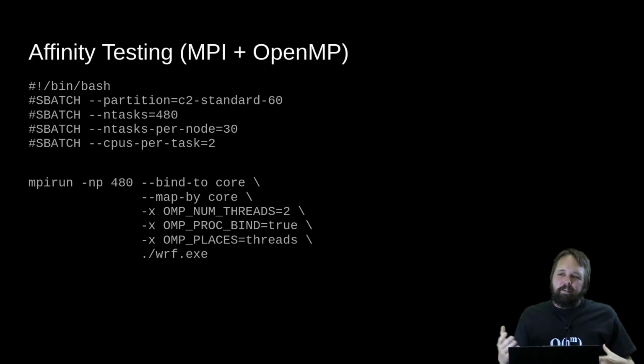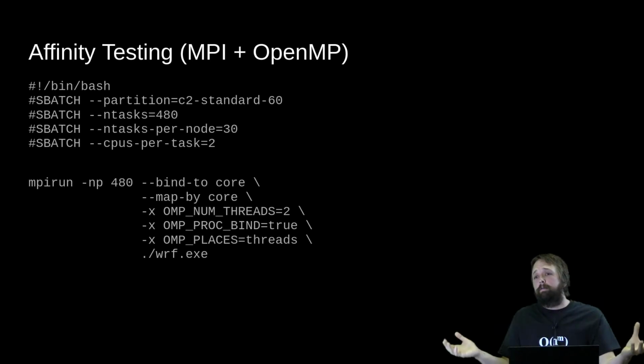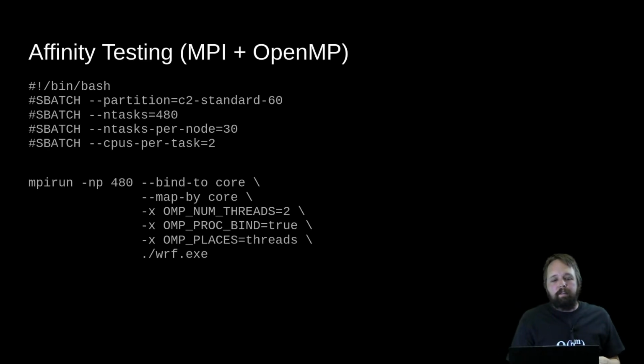In another case too, WRF has the option to build in a flavor, I guess you could call it, where you could have both MPI and OpenMP. So you have shared memory parallelism with OpenMP, and distributed parallelism with MPI. What this allows you to do, if I take that same layout, 30 tasks per node, 2 CPUs per task, and build WRF with MPI plus OpenMP, is give each MPI rank 2 OpenMP threads.